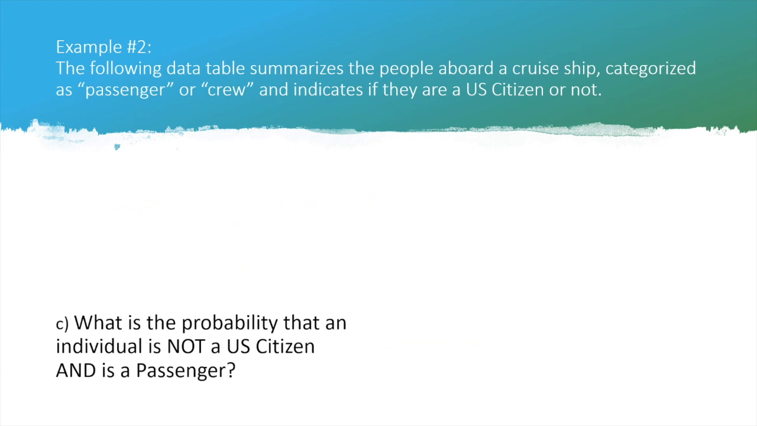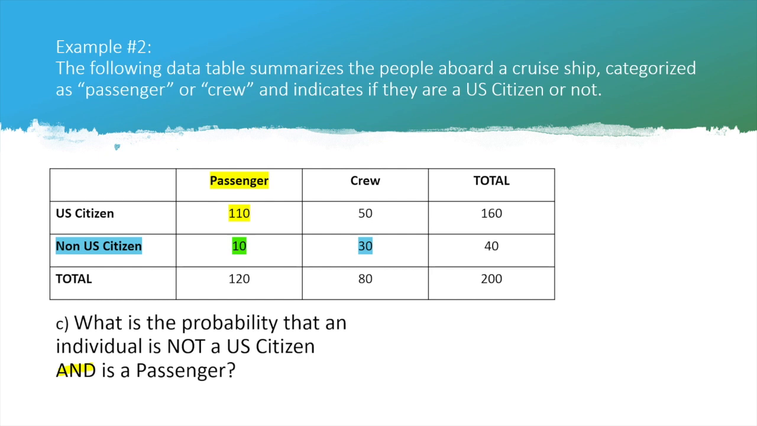Okay, then on to part C. What is the probability that an individual is not a US citizen and is a passenger? So this is worded a little bit funny. Sometimes you'll see probability problems sound a little funny, but basically I want the probability that an individual is not a US citizen. So those are these on this line here. So I have 10 passengers and 30 crew members who are not US citizens. Of our 120 passengers, I have 110 that are US citizens and 10 who are not US citizens.